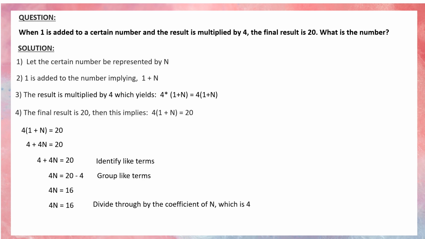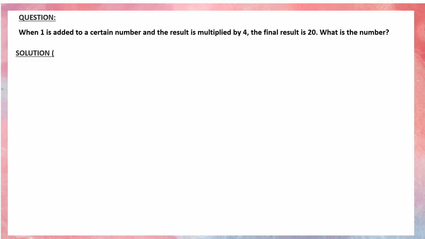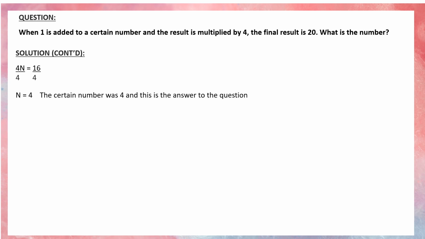So if we want to simplify both the left-hand side and right-hand side, of course, starting with the left-hand side, we divide it by 4. And of course, because of the equal sign, whatever you do to the left-hand side, you do to the right-hand side. So we'll divide through by 4. And on the left-hand side, 4 cancels out, and then if you divide 16 by 4, you have 4. So if we just solve that, we have n is equal to 4. So that tells you and I that the certain number was 4, and this is the answer to the question.